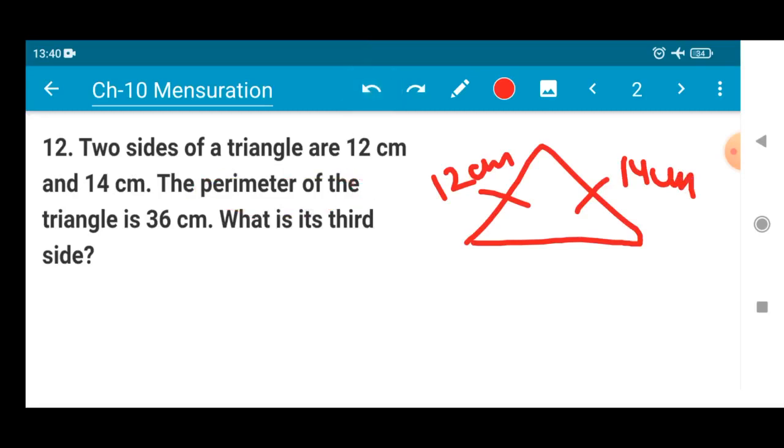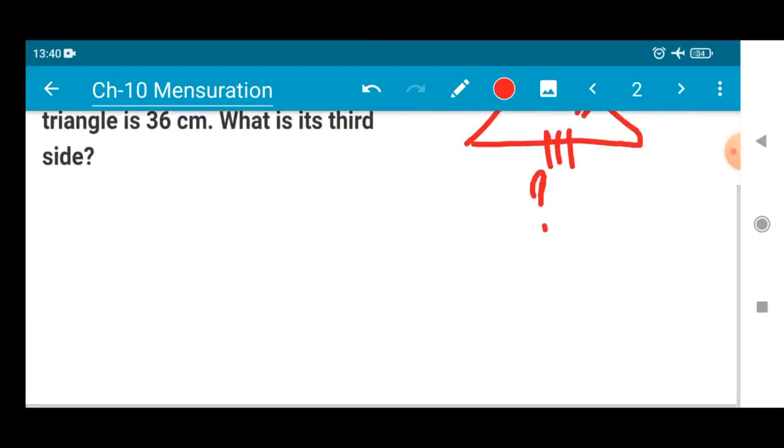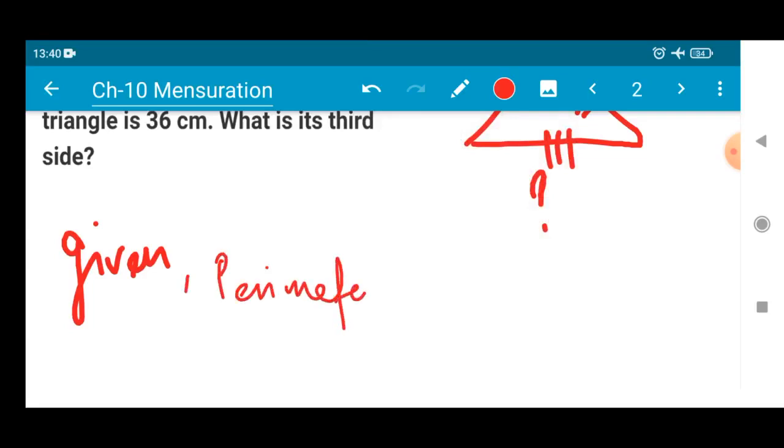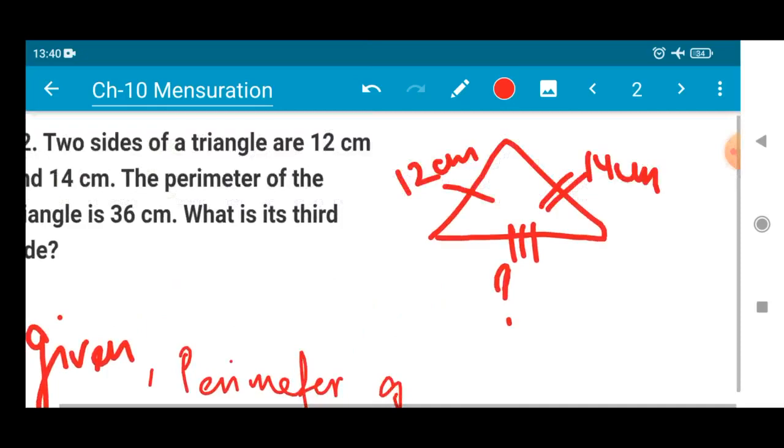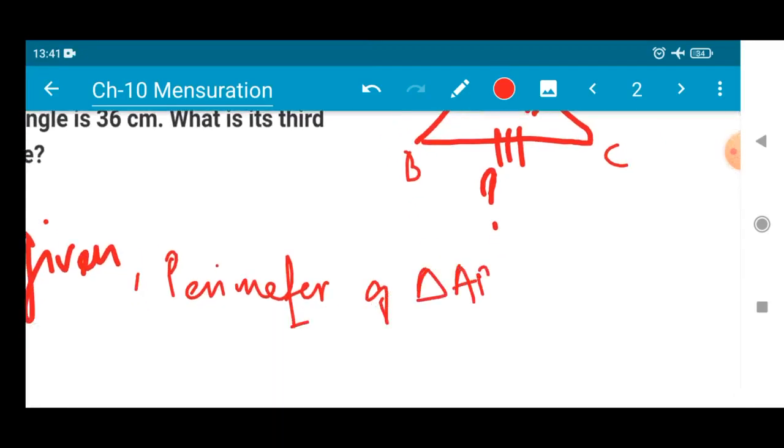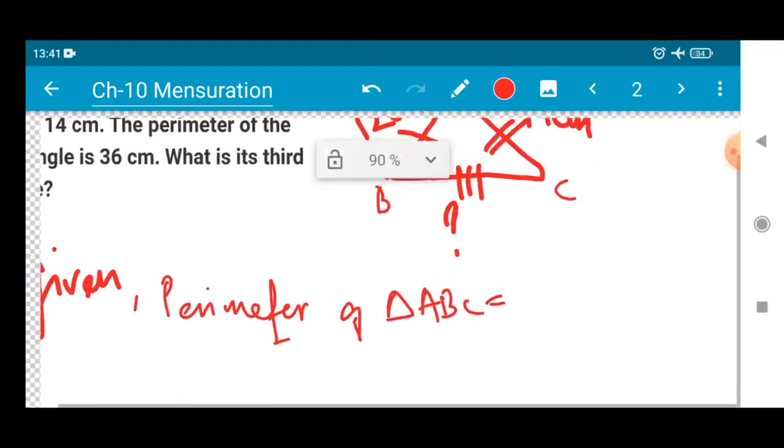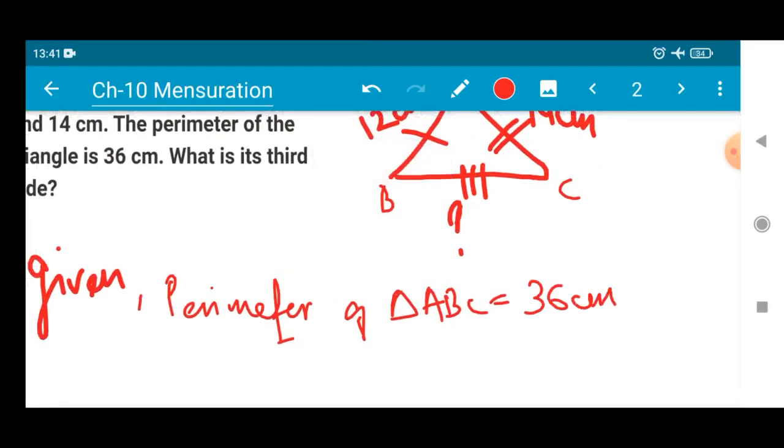The perimeter of the triangle is given, that is the total length of this wire is given, that is 36 centimeter. Okay, now we have to find the length of this third side. Very simple. Let us start finding. Let us write whatever things are given. Let us write the name of the triangle, that is ABC here. Perimeter of triangle ABC is equal to 36 centimeter, given in the question.